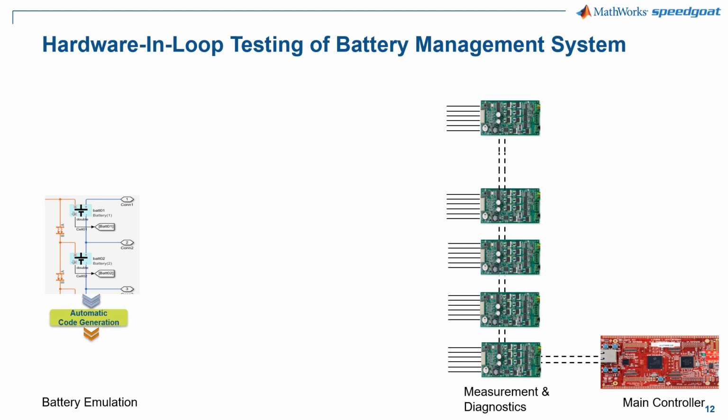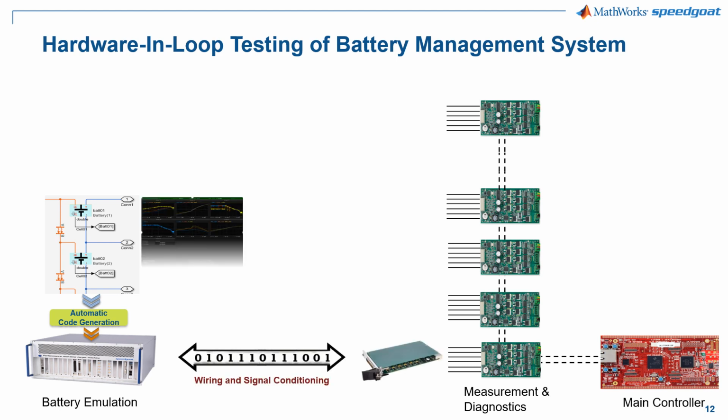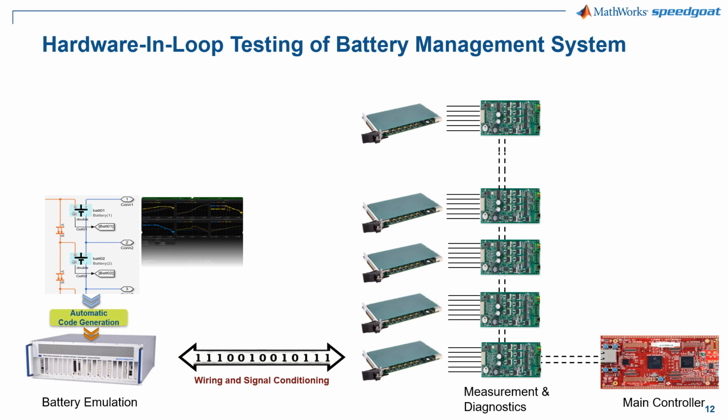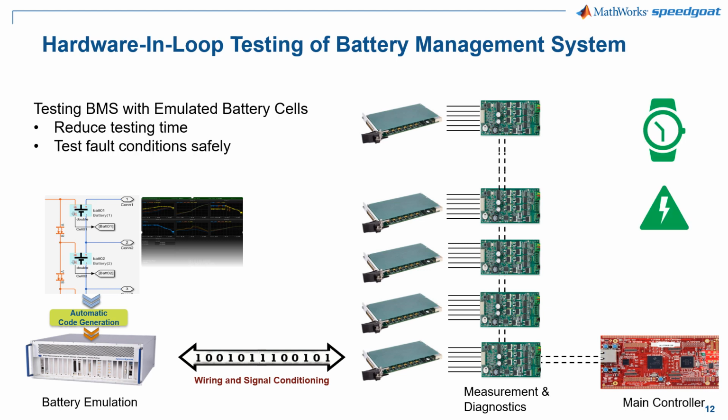Next, we generate C code from the battery model and compile into a real-time application, which gets deployed and executed in real time by a dedicated real-time target computer. This target computer must have required peripherals to convert numerical values into physical signals, such as cell voltages and temperature. We connect peripherals of real-time computer with BMS controller to perform closed-loop testing.